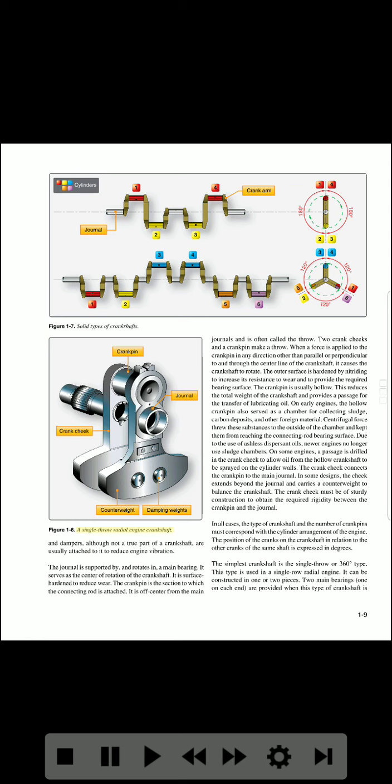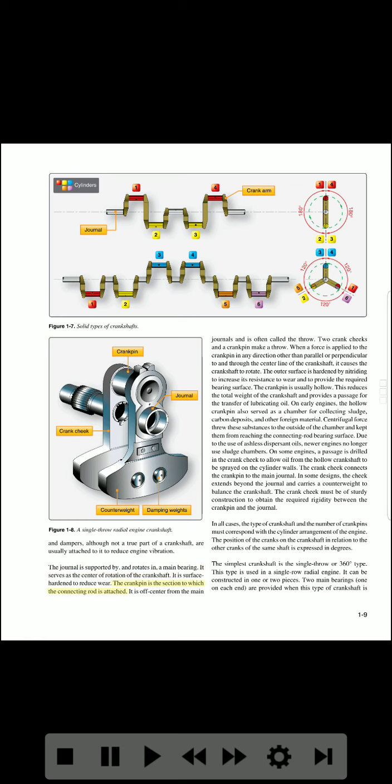A single-throw radial engine crankshaft. Dampers, although not a true part of the crankshaft, are usually attached to it to reduce engine vibration. The journal is supported by, and rotates in, a main bearing. It serves as the center of rotation of the crankshaft. It is surface hardened to reduce wear.